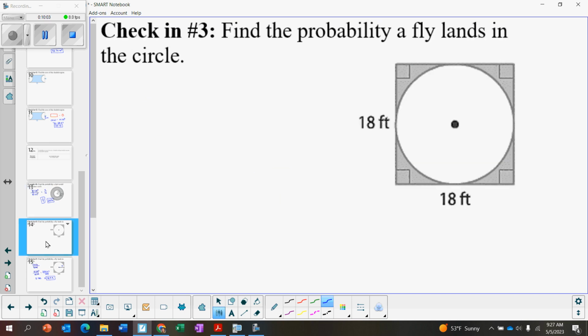So you're going to try the next one. We want to find the probability that a fly lands in the circle when it lands on this whole shape. So pause, and when you're ready to see your answer, hit play.